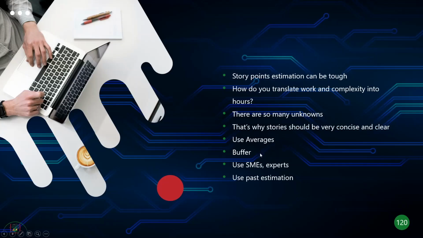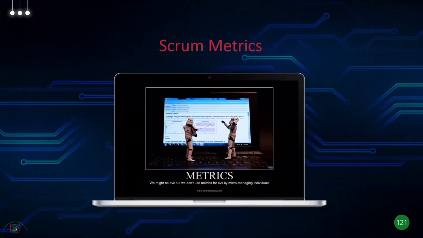That's a good indicator. Add buffer, always add buffer, and that's not just Scrum or Agile, it's project management, right? You always want to add buffer for the unknowns, right? Unknowns, risk, you add buffer. You use subject matter experts, you use past estimation. So these are some of the things that can help you with better estimation.